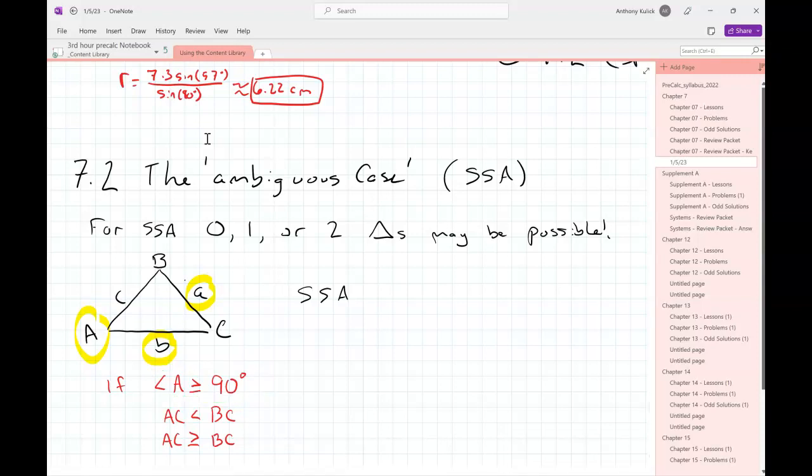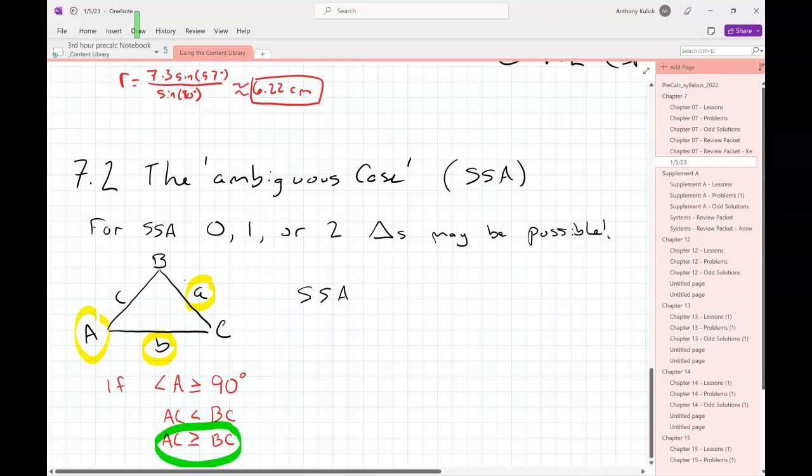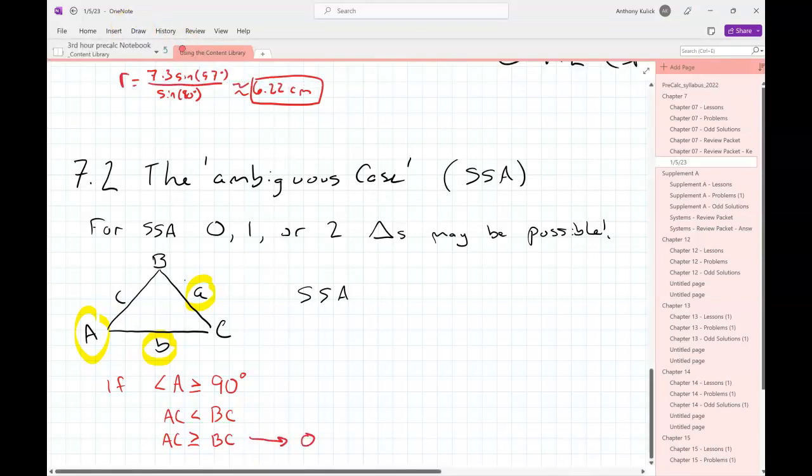What do we know about the side opposite the biggest angle? What can we say about side A then? It has to be the longest. So could BC be less than AC or equal to AC? No, because that has to be the hypotenuse, right? So this situation just results in zero triangles.